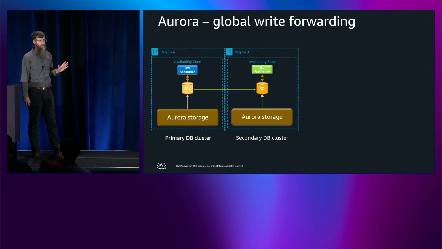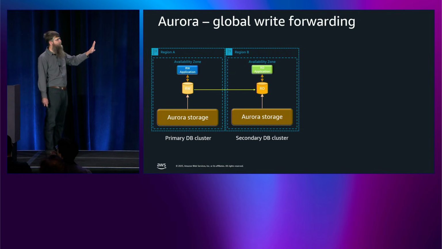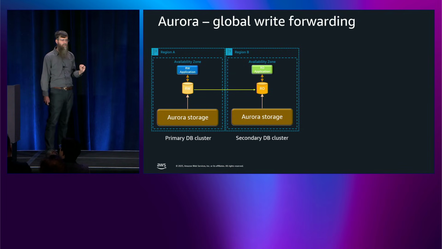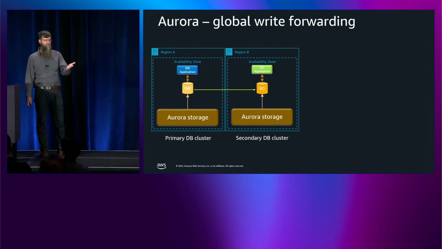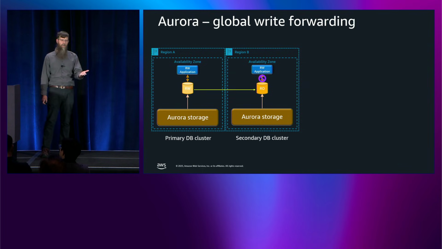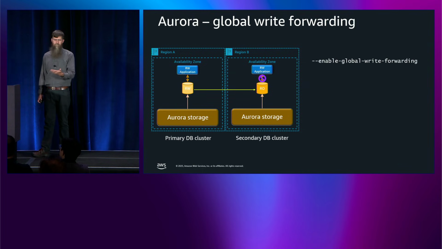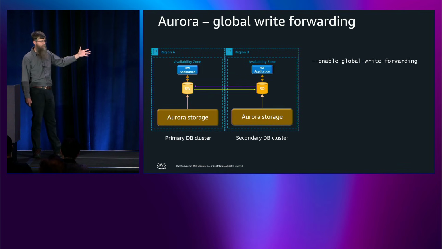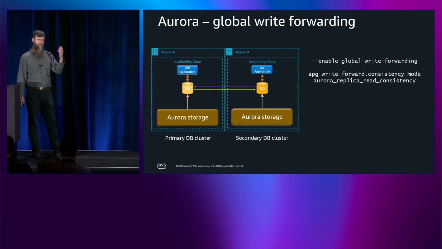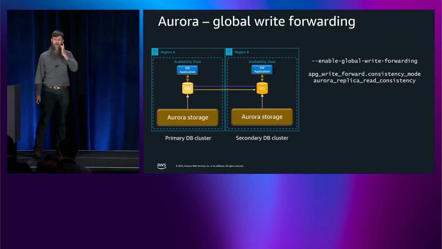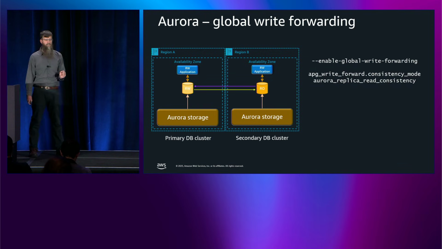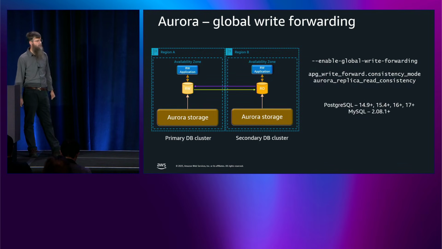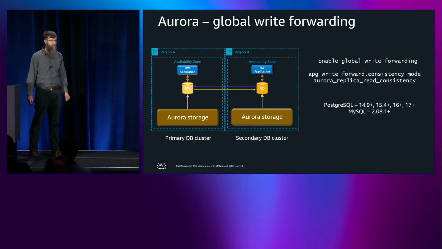We can talk about global write forwarding. So it's a similar picture, but we've got 2 regions now instead of 2 availability zones. We've got the same problem. Read-only node tries to write, can't write. I want to turn on global write forwarding. Same thing happens. I'll forward the query over to the writer region, I'll execute it, and I'll pull it back again. We have the same consistency modes, the same considerations that you need to be aware of. Obviously, the latency numbers will be a bit different because we're talking about cross-region. So that's global write forwarding. Again, it's available on most modern engine versions.